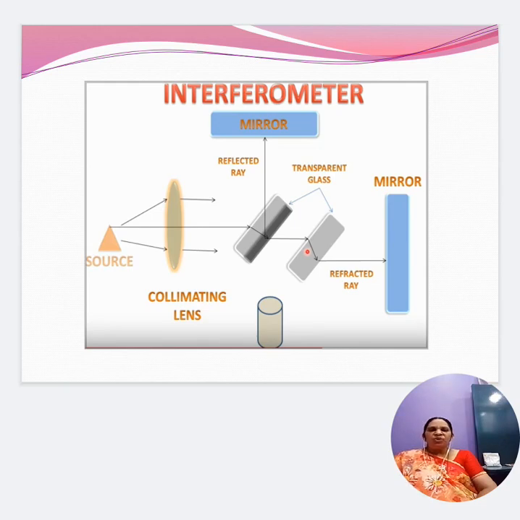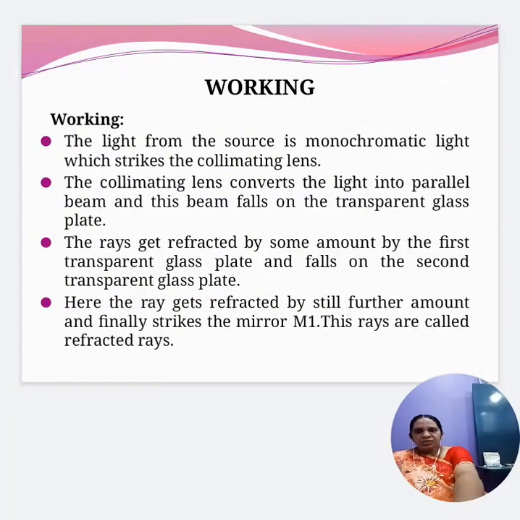Also, the mirror M2 reflects the reflected ray on the transparent glass plate 1 and it finally gets refracted by the transparent glass plate by the same amount and reaches the same point C. So it reaches the same point where the two rays interfere, one the refracted ray and the other the reflected ray. Both interfere at the point C, where they form a pattern called the interference fringe pattern. So this is the working of your interferometer.